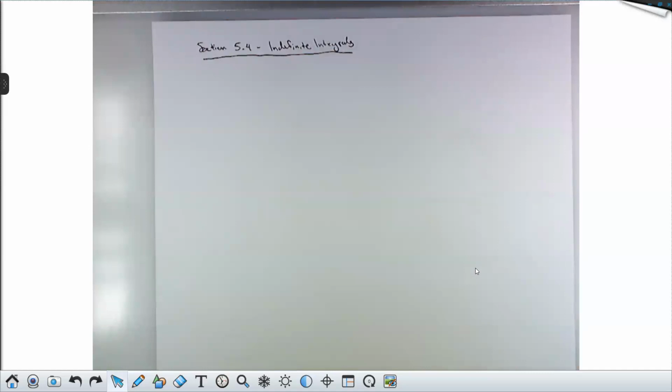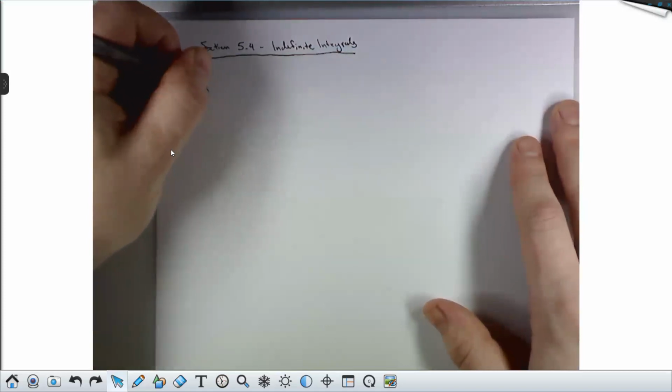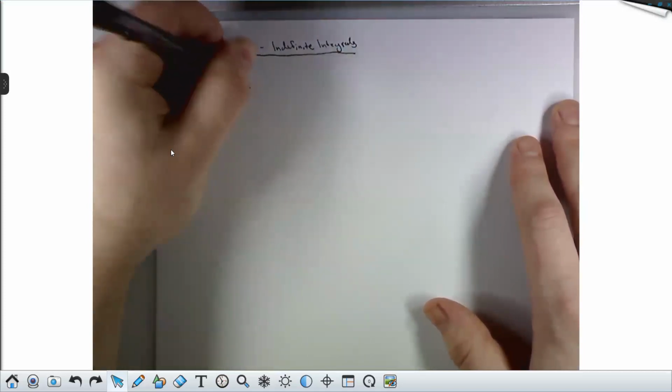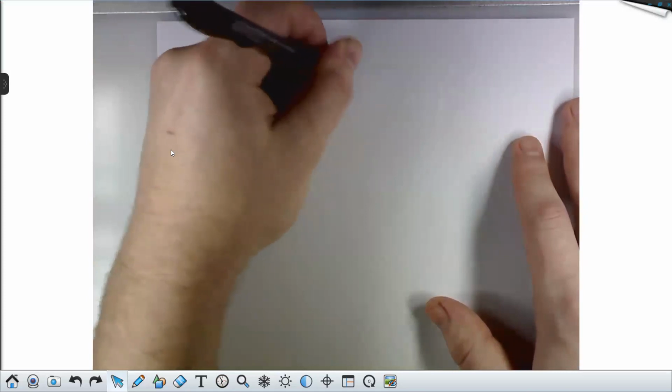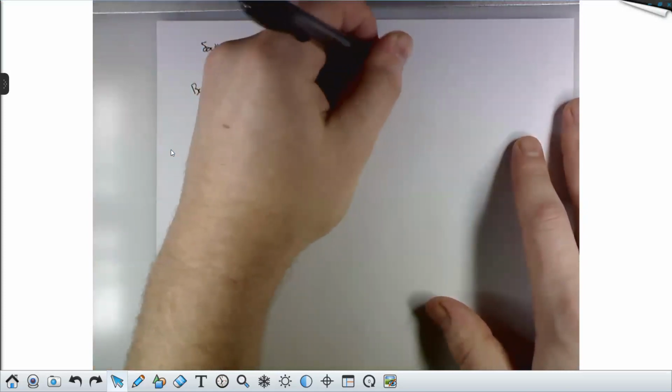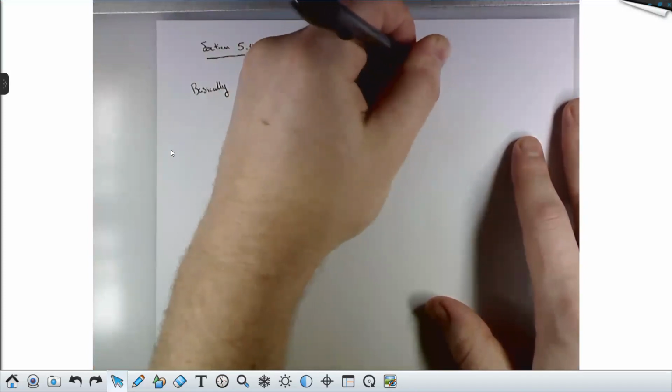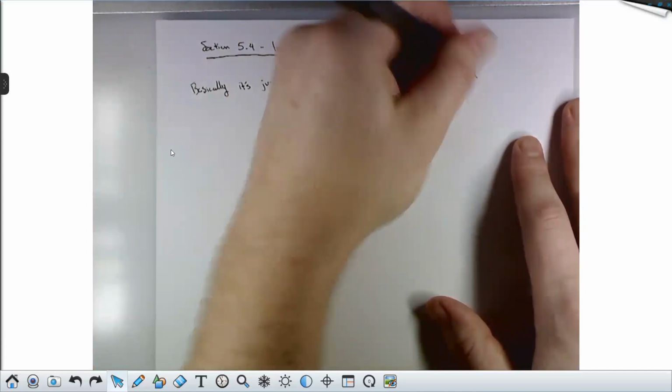An indefinite integral kind of sounds like a not definite integral, right? Definite integrals are the things we just worked on. Indefinite integrals are like another version of an integral that is somehow not definite. It's still an integral, but it's an indefinite one. Basically, it's just notation. Just a new notation for the most general antiderivative.